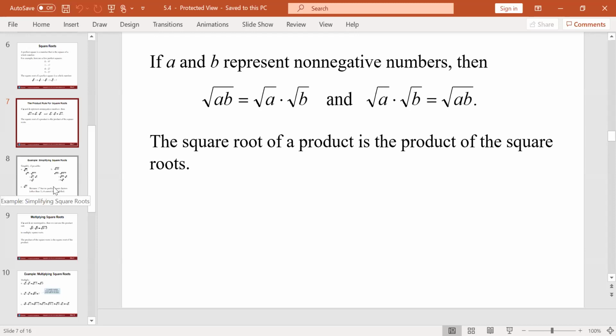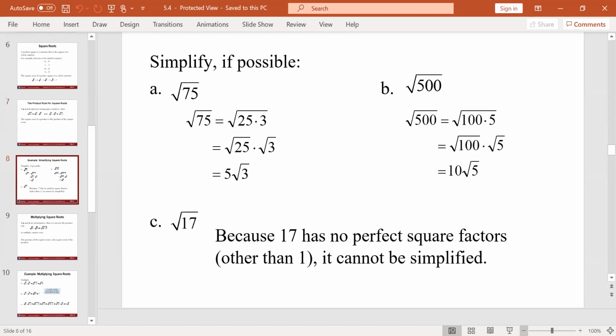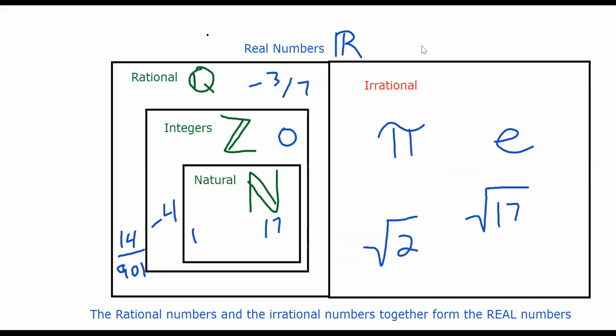Why is this important? It's going to be important in just a moment. It's going to help us to simplify some square roots. And this is true whether the square roots you're dealing with are ultimately irrational or not, whether they come out to being perfect squares or not. It's going to be true either way. So let's see about that. Let's look at the square root of 75.